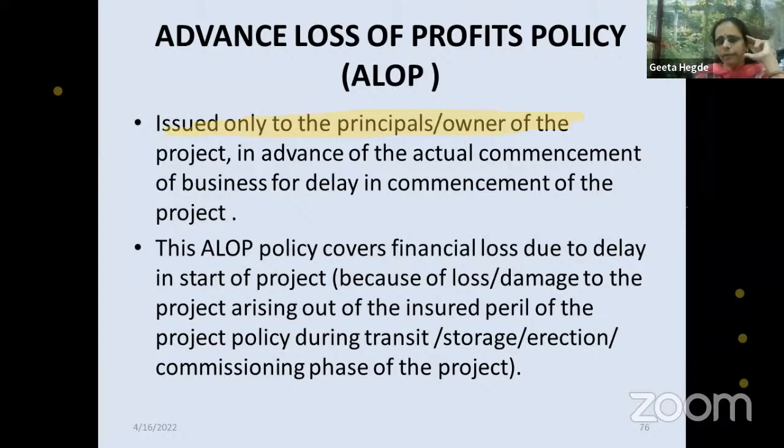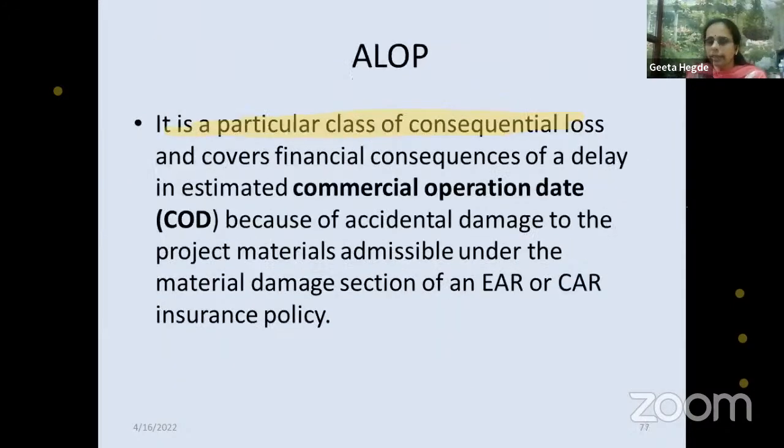Now, when will the loss of profit be known? When the actual commencement of the project takes place. So it is a consequential loss and financial consequential loss due to a delay in the estimated commercial operation date, COD, because of accidental damage to the project material, admissible under your CAR or ER policy.